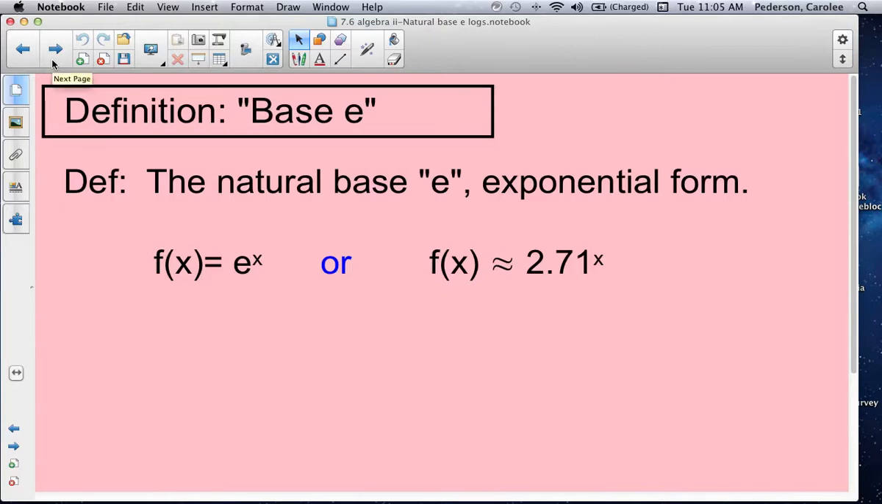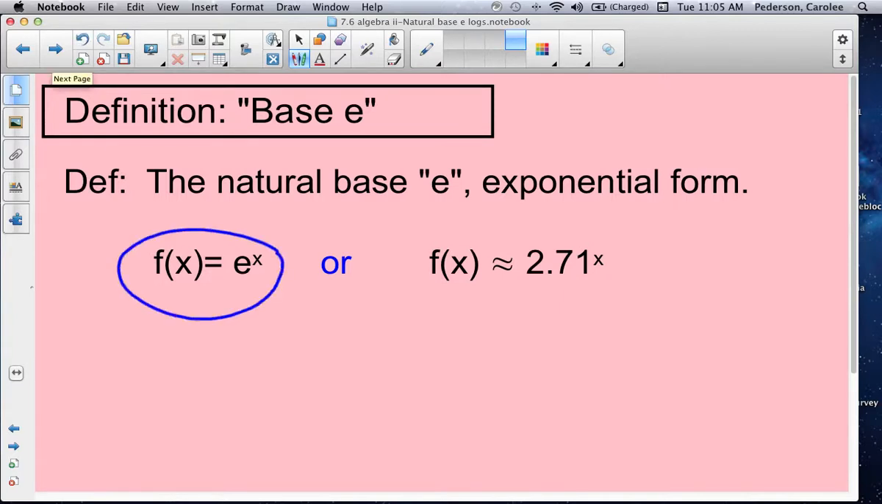When we have a base e, we can use our calculator for it. What e represents is approximately 2.71. It's kind of like pi, where we say pi is approximately 3.14. So you can write this function as f of x equals e raised to the x power, or f of x is approximately 2.71 raised to the x power. Go ahead and write this definition down. Push pause if you need to.